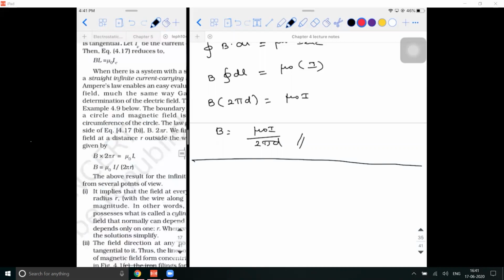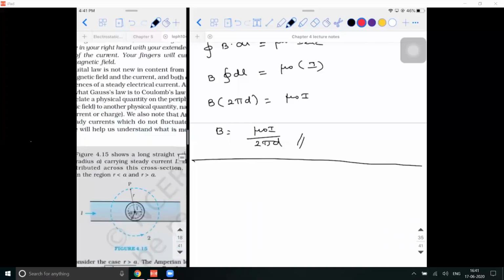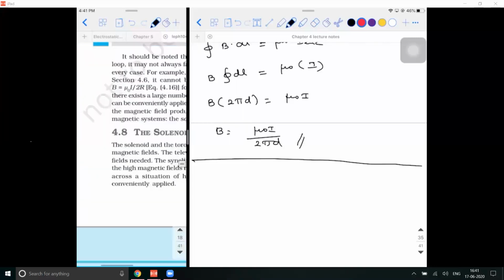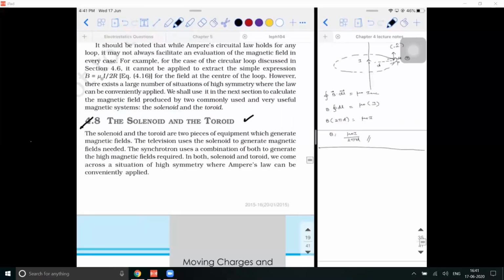And one last concept for today is using Ampere's circular law, we are going to derive the expression for a solenoid. Topic 4.8. There are two devices, one is called a solenoid and the second is called a toroid. These both are nothing but temporary magnets. You know what electromagnets are, right? As we know, when current is passed through a conductor, it behaves like a magnet, right? So the solenoid and toroid are temporary electromagnets which are used for certain purposes.